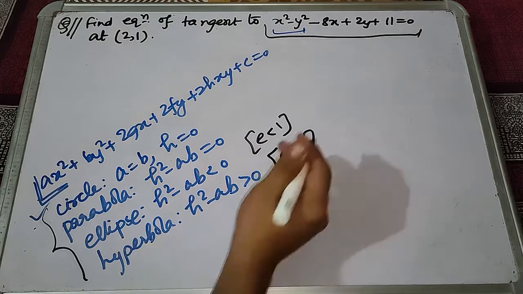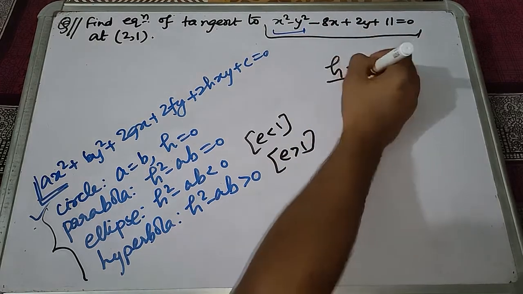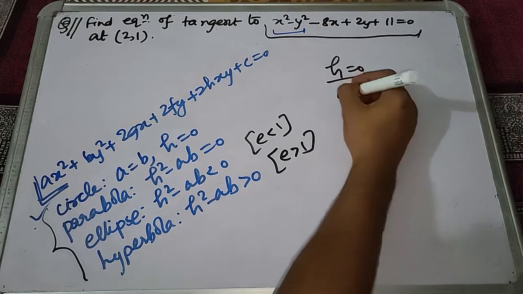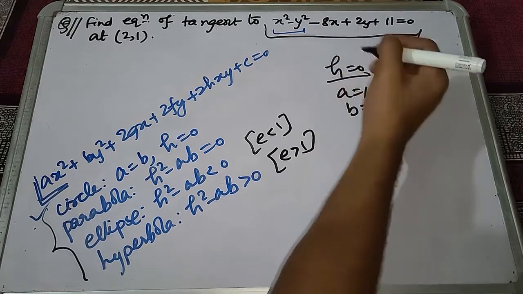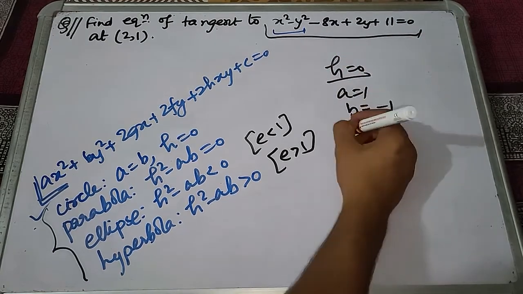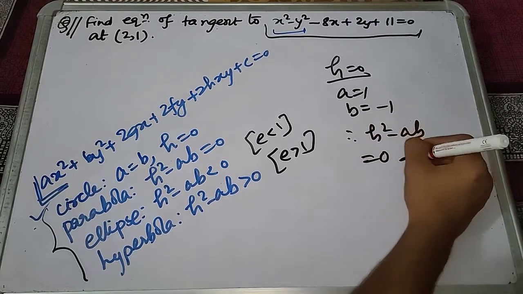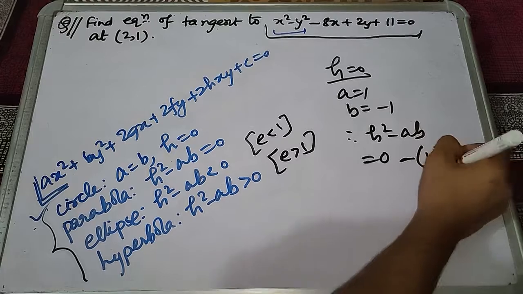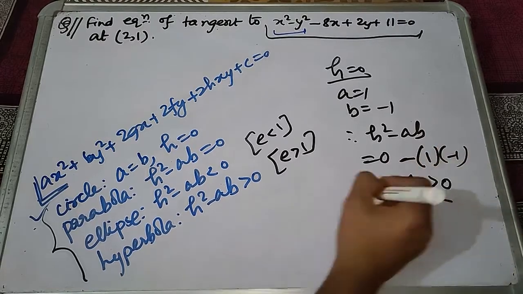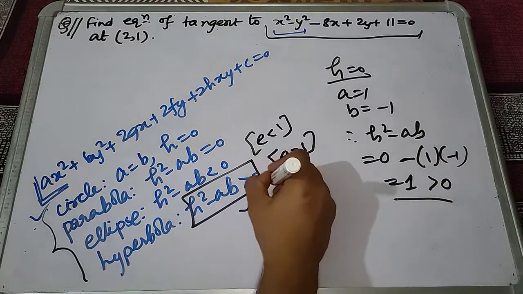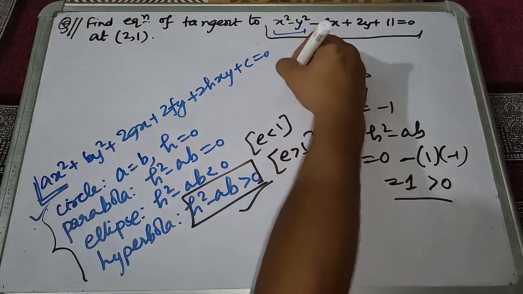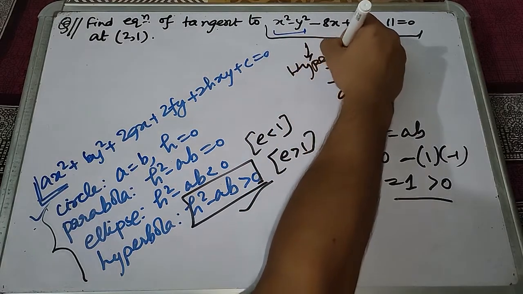Now let us use this. Here h equals 0 because the xy term is not here. a equals 1, b equals minus 1. Therefore, h square minus ab, find it out. 0 minus 1 into minus 1, this is 1. 1 is more than 0. What is the condition? h square minus ab should be more than 0. Therefore, this is a hyperbola.